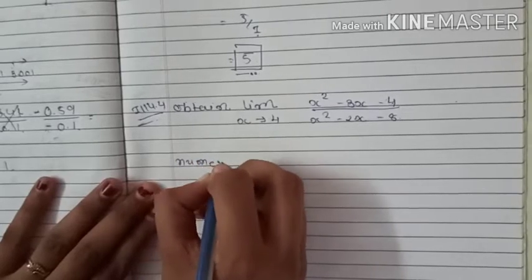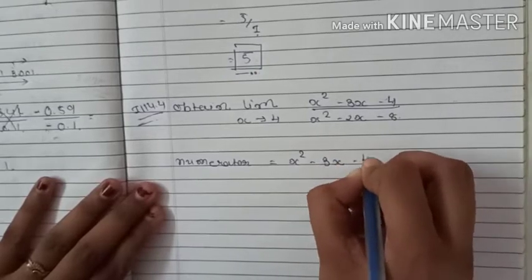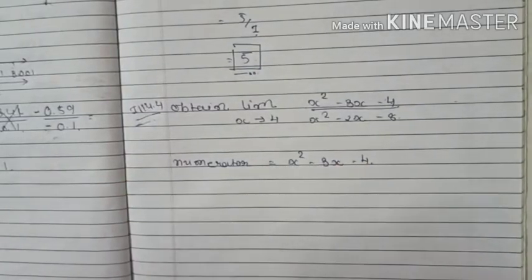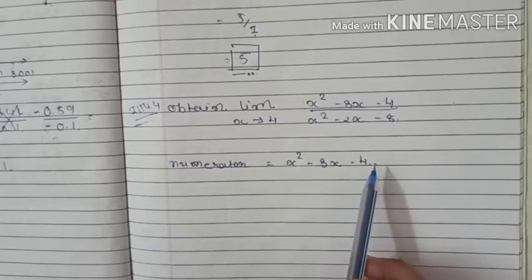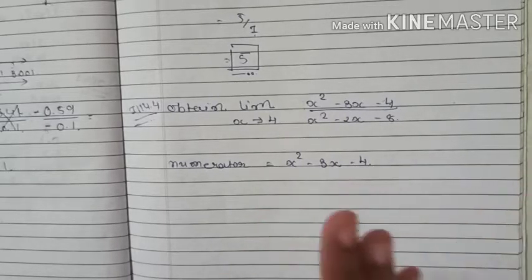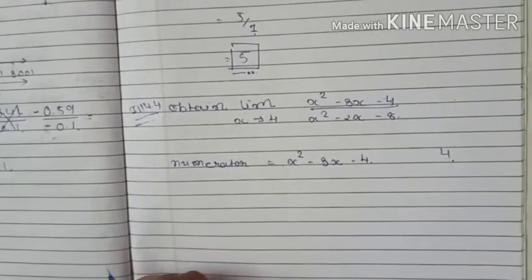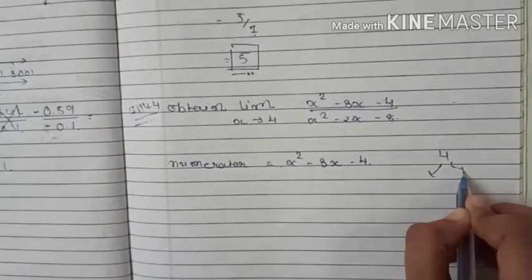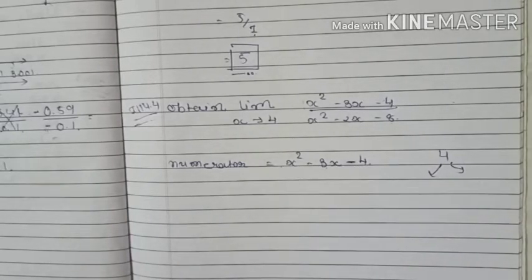Numerator x square minus 3x minus 4. I hope you all know the basic factorization of polynomials. That is a quadratic polynomial function, right? So it's covered in your 9th and 10th standard. I hope you all understand how to factorize this. Still I am explaining. 4 ones are 4, right? We have to factor the 4 so that by subtracting the factors we get 3, right?